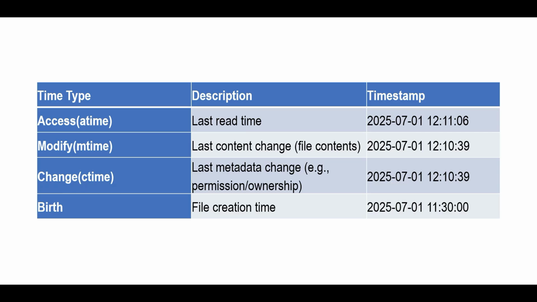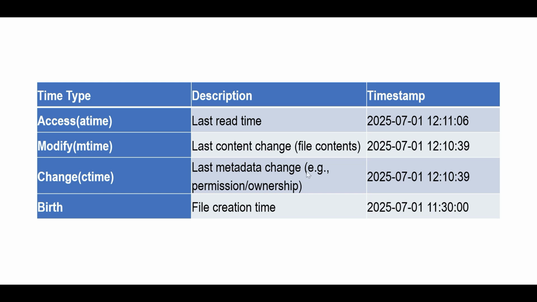See here, we have four types of timestamp: access, modify, change, and birth. Access is the last read time, when your file was last read. Modify time is when the content of the file has been changed. And change is when your metadata changes.